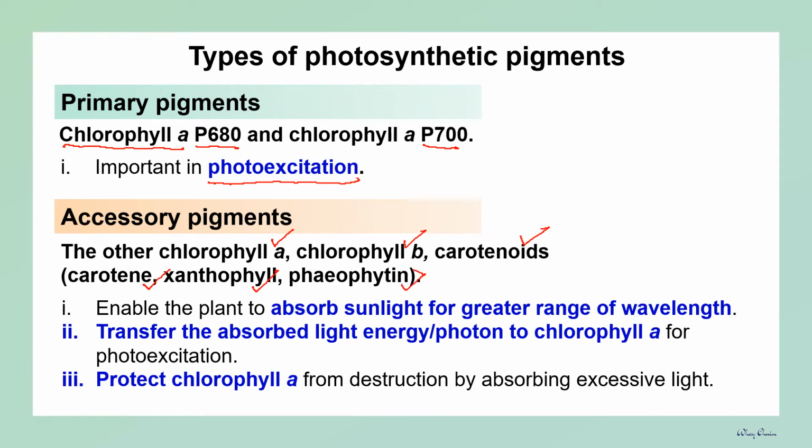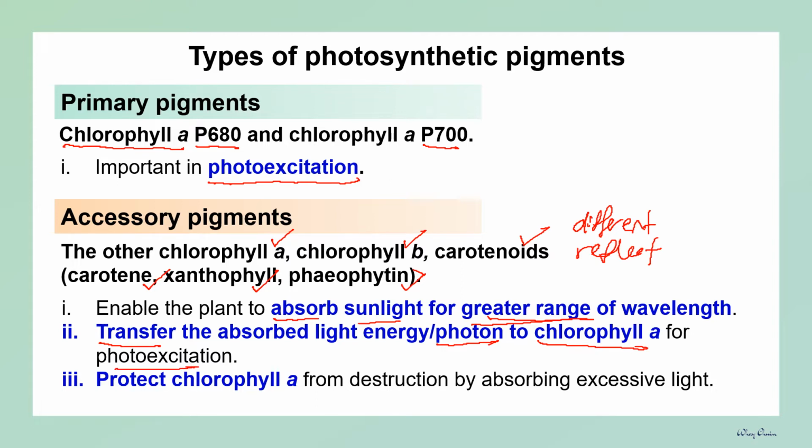pheophytin. Each of these accessory pigments has a different color because they reflect different wavelengths of light. At the same time, they absorb different wavelengths of light. This is why accessory pigments absorb sunlight over a greater range of wavelengths, because we have many types of accessory pigments. After they absorb the sunlight, they transfer the absorbed photon or light energy to chlorophyll A for the process of photoexcitation.